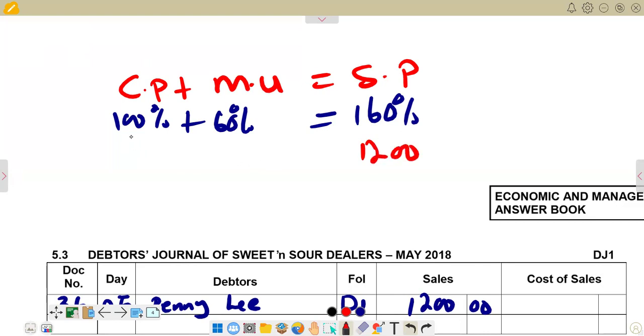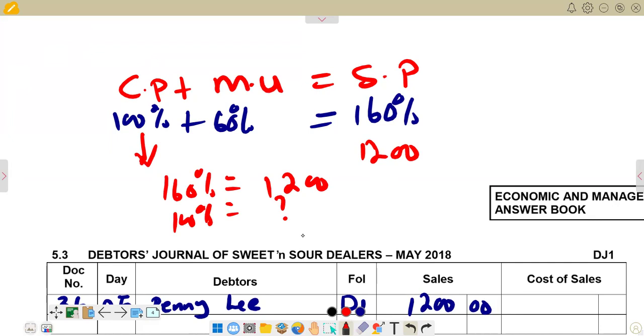And then the figure that we are looking for is the cost price, which is this one. So we are looking for this figure. So if we have the selling price, it means you can find the cost price by using proportion. So how can we use proportion there? Let's just try to see. We're just going to say our 160% is equal to 1,200. So the figure that we are looking for is 100%. Then we can just make a proportion out of that.